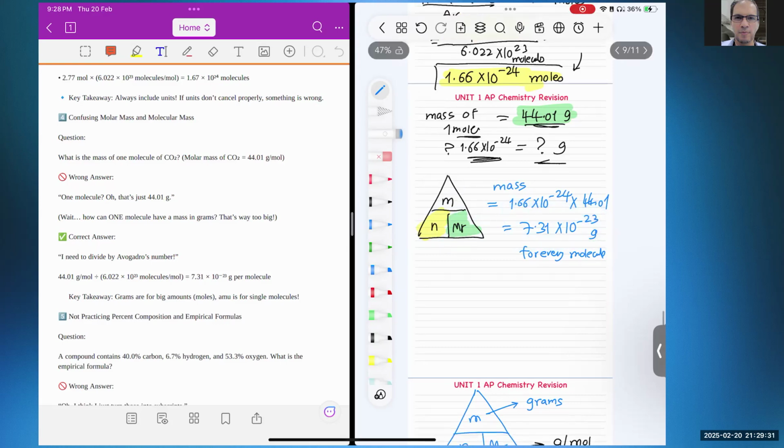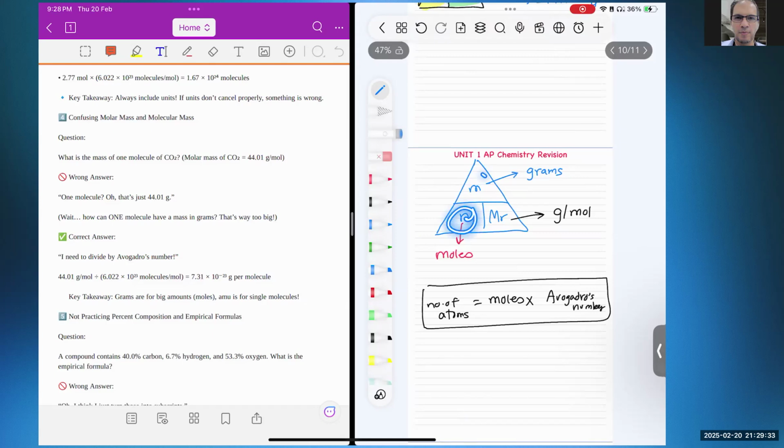So again, what are the rules that we used? Number of moles is equal to mass over molar mass. Or you can get the mass by multiplying number of moles by molar mass. We know the molar mass 44.01, but what is the number of moles? Number of moles is equal to the particles count divided by Avogadro's number. When we get the moles, then we can multiply it by the molar mass to find the mass as we did in this question. Now please practice a lot of questions.